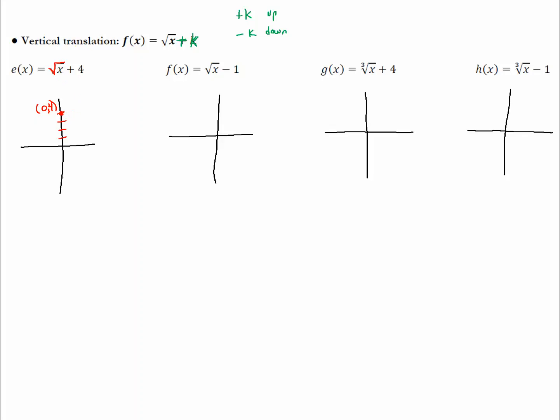So it's a little swoosh. Square root of x minus 1. That means we went down 1 unit. So this is 0, negative 1. And it's the square root of x. So that means it does this.